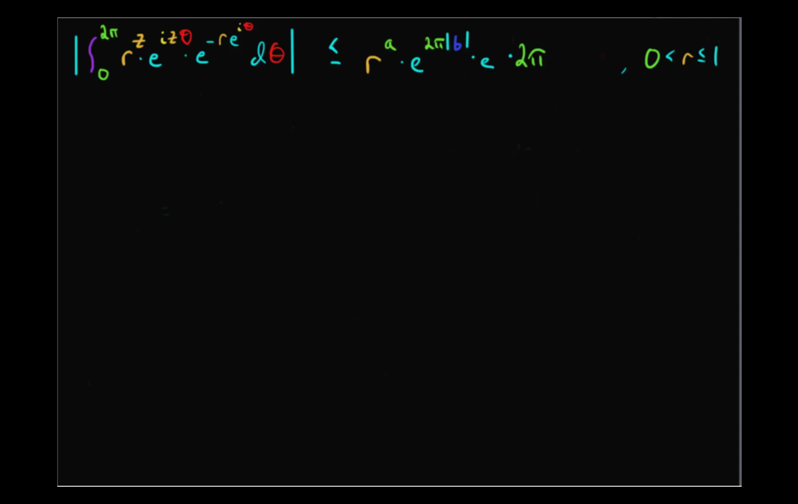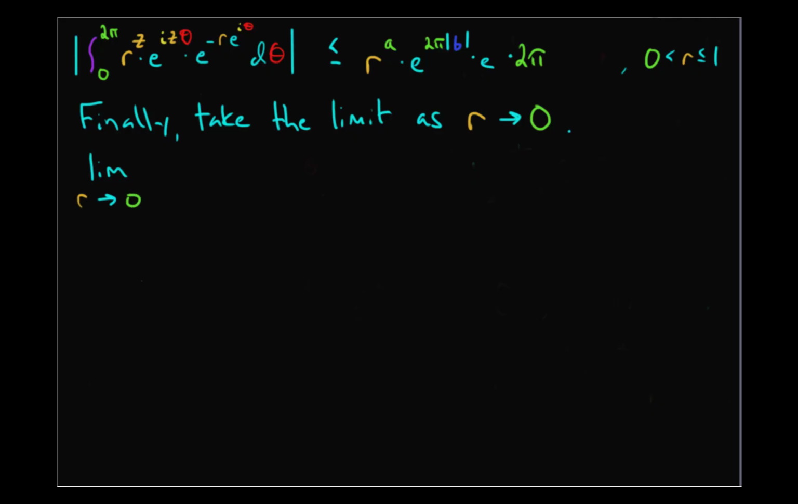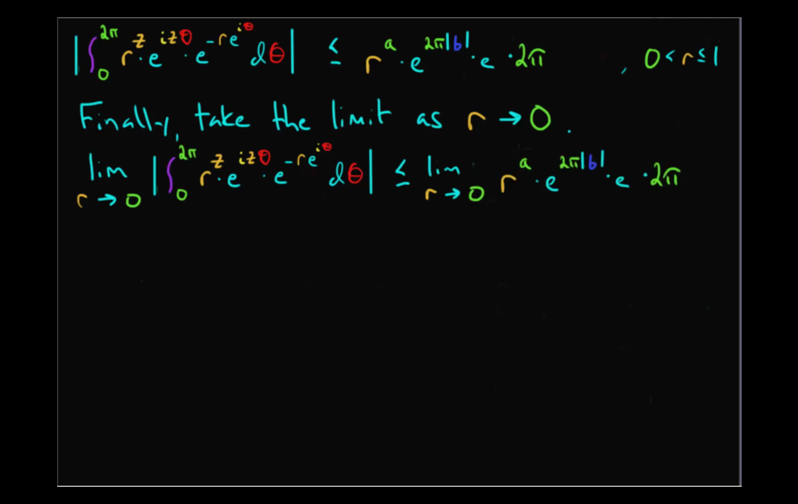Great. So we're finally in a position where we can take the limit as r approaches 0. So we'll do that on both sides of this expression. We have that the limit as r approaches 0 of the modulus of the integral from 0 to 2 pi of r to the z times e to the iz theta times e to the negative r times e to the i theta d theta is less than or equal to the limit as r approaches 0 of the expression r to the a times e to the 2 pi times the absolute value of b times e times 2 pi.